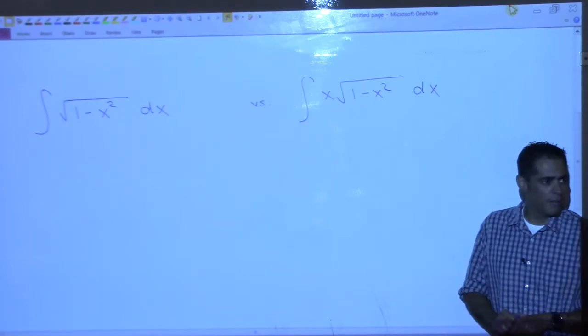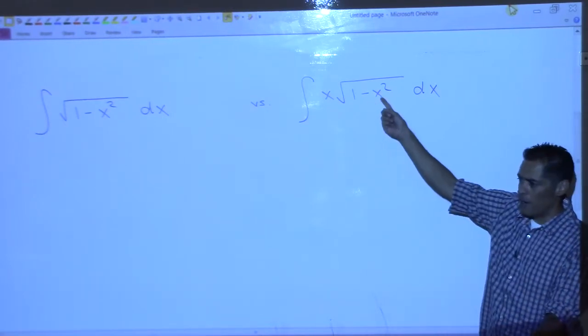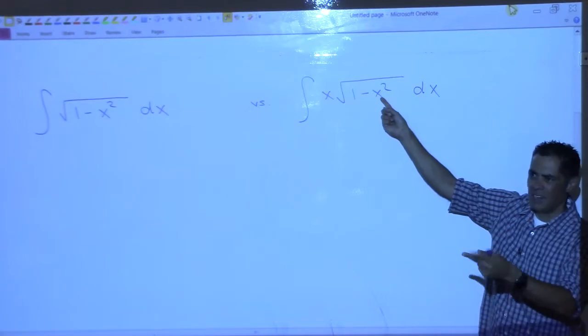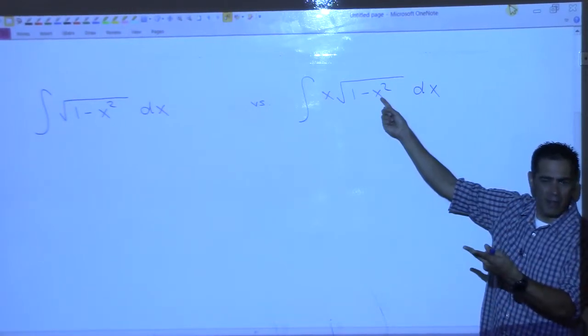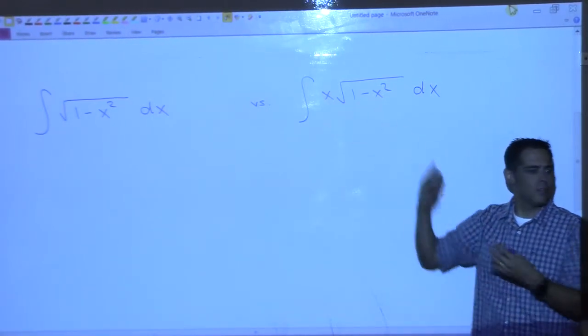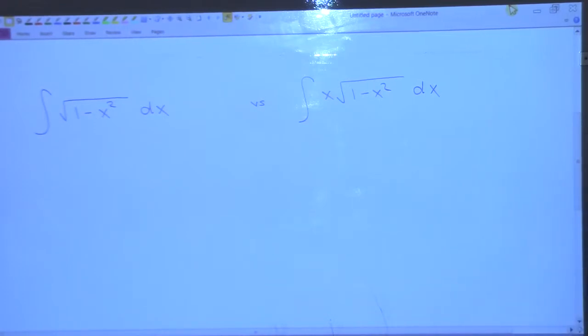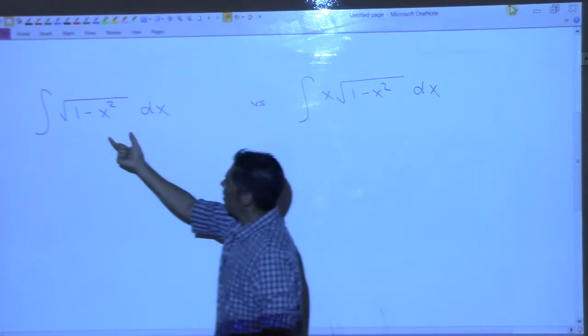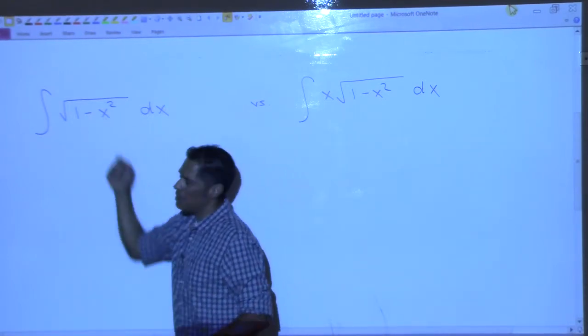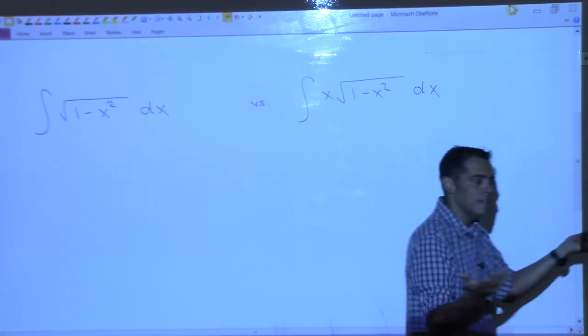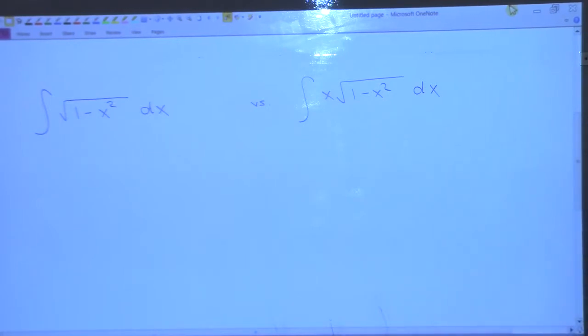Basic u sub. U would be 1 minus x squared, the derivative of that, negative 2x dx, right? Which you have an x out here, so you'd be able to play with it. You know, you could get that one, right? Basic u sub. Can't do basic u sub here, because if you let the inside the radicand be u, the derivative of that has an x in it, and there's no x sitting there, right? So basic u sub's not going to work.